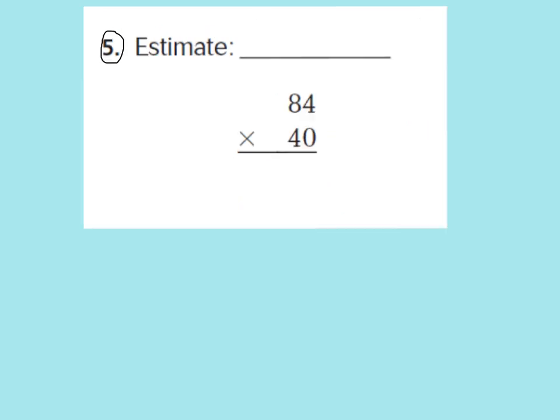Okay, let's skip down to number 5. Don't forget to circle number 5. Now we have 84 times 40, and we are going to round first for the estimate. So 84 rounds to 80 times, now 40 is already rounded to the nearest tens place, so it's just going to be times 40. Now I know that 8 times 4 is 32. Plus 2 zeros would be 3,200. That's going to be our estimate, so our answer will be close to this.